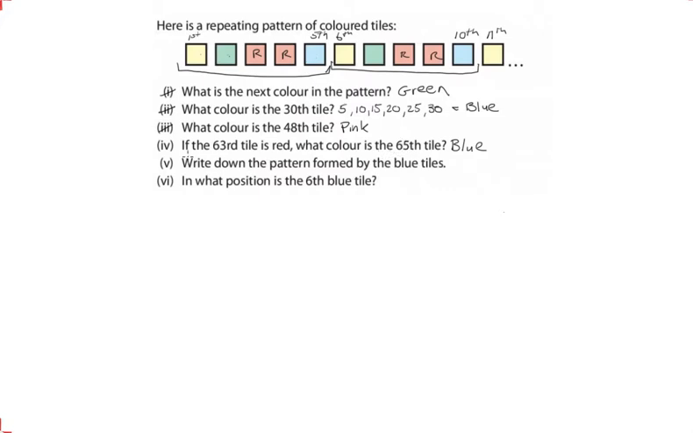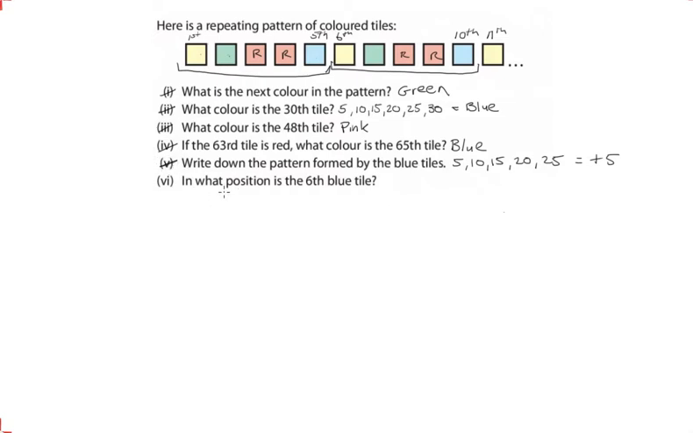So write down the pattern formed by the blue tiles. Well, we have it there, don't we? We did it earlier. It would be the 5th, it would be the 10th, it would be the 15th, it would be the 20th, it would be the 25th. And what's the pattern there? It's increasing by 5 each time, so it's plus 5. So the pattern is plus 5, plus 5, plus 5.